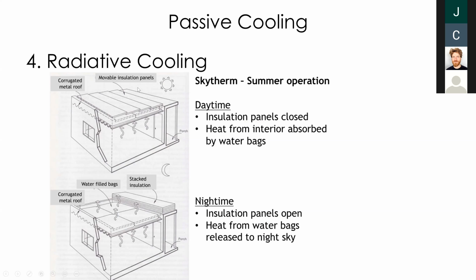So if you're using this for cooling, during the day you would keep the thermal mass, the water-filled bags, covered with the insulated panels. And then at night you could retract the insulation and let the heat stored in the water-filled bags radiate to the night sky. That would cool down the interior at night, and then if you're insulating during the next day, you'd hopefully be able to keep things cool, relying on that time lag from the thermal mass.